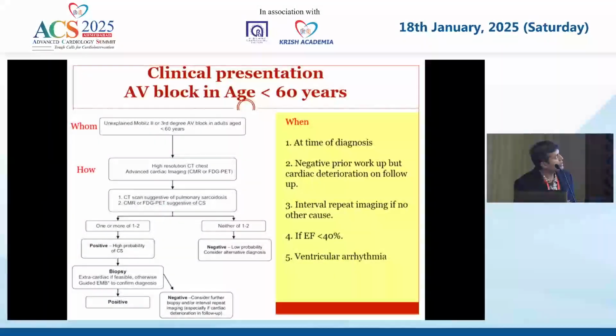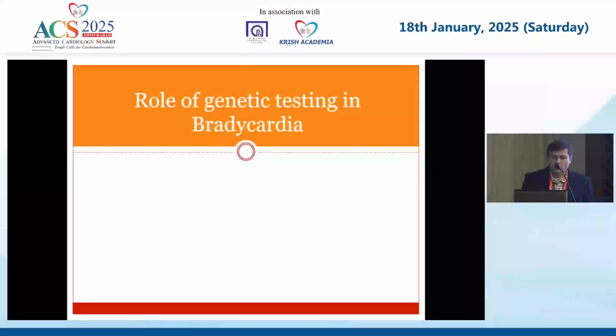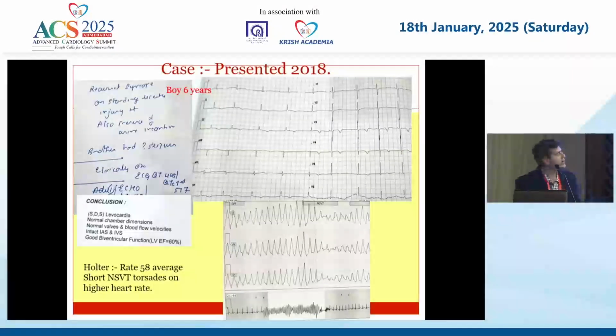A word about the guidelines. Guidelines are there, but you don't know them. So there we know anybody with less than 60 years with AV block should be evaluated by at least a CT scan, if not by MRI or a PET scan. So it's very important, and these are part of the guidelines. So genetic testing is one more part.